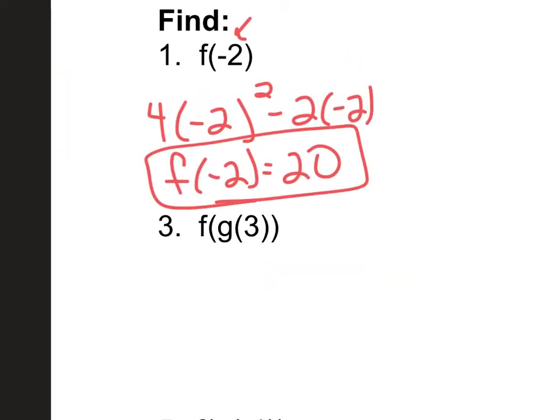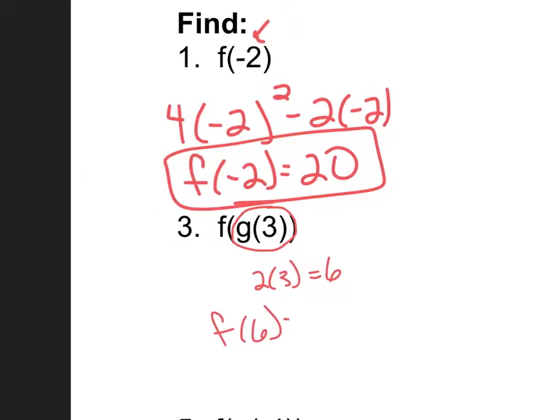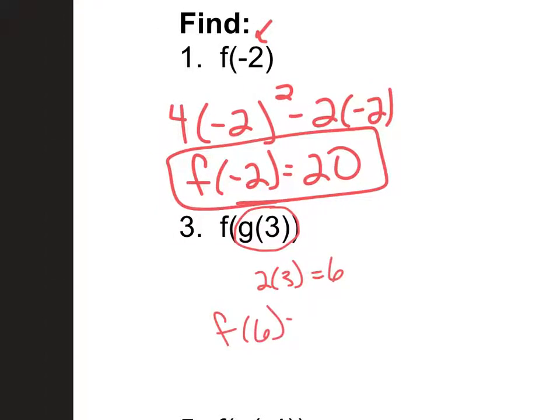Now, these are a little bit different. When you look at something that says f of g of 3 or has two functions involved, first look at the interior part. It's asking us to find g of 3. So let's find that first. Well, that's going to be 2 times 3, which equals 6. So then I'm going to look for f of 6. So I plug 6 into f, and then I go from there.